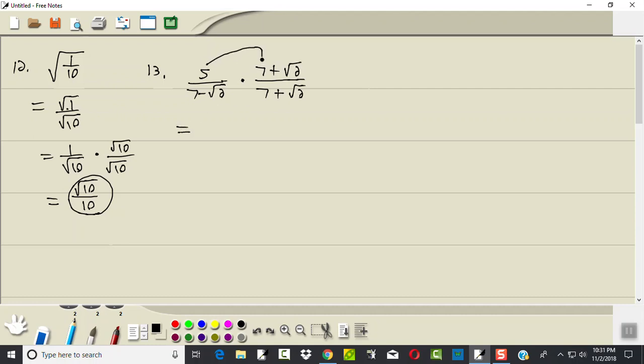So up on top, we're going to take 5 times 7 and 5 times square root of 2. 5 times 7 is 35. 5 times square root of 2 is 5 square root of 2. Nice part about conjugates is you can multiply your first parts and your last parts. You don't have to worry about doing the outer and inner for the FOIL. So 7 times 7 is 49 minus square root of 2 times square root of 2 is 2. So that gives us 35 plus 5 square root of 2 over 49 minus 2 is 47. And that's our answer.